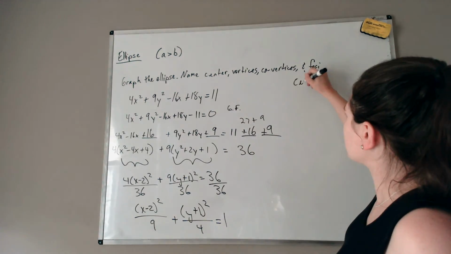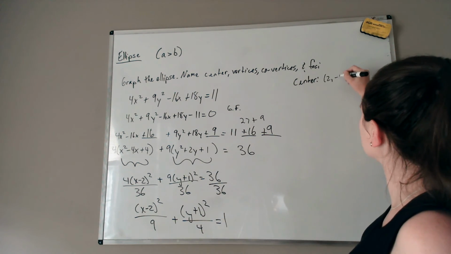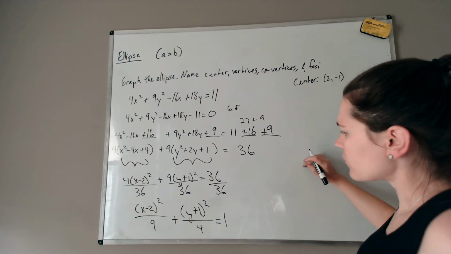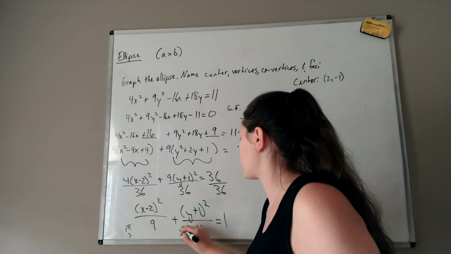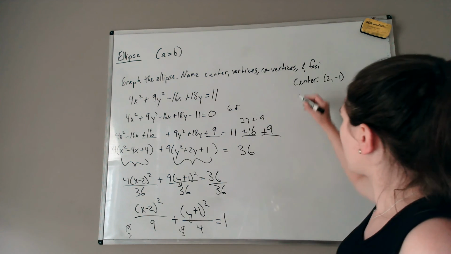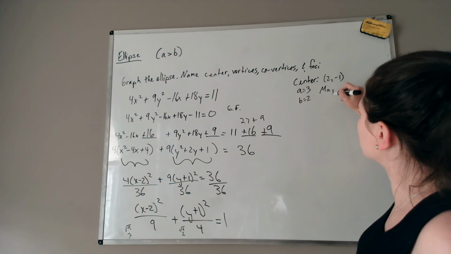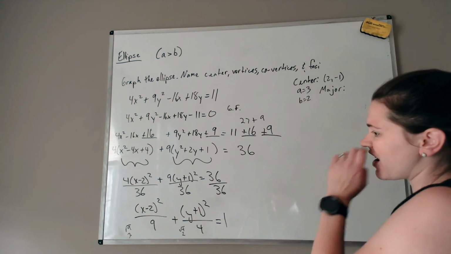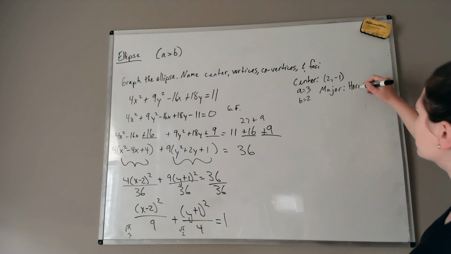Okay, we can pull out what the center is. So the center is going to be 2 comma negative 1. Okay, take the square root of 9. The square root of 9 is 3. Take the square root of 4. The square root of 4 is 2. So A is the larger one, so A is 3, B is 2. Which is the major axis? Where is A under? A is under x, so that means the horizontal is the major axis here.